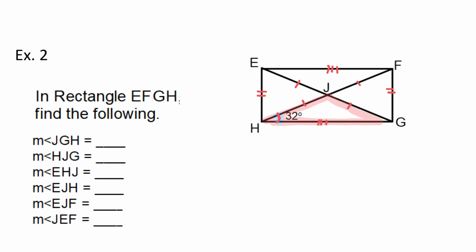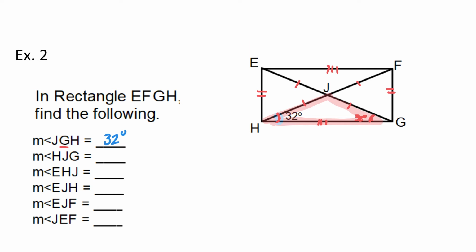So the measure here of 32 is going to be congruent to the measure over here. This would also be 32. So let's see what angle that is. That would be one of the ones with G in the middle, which is only this one. So J to G to H. So that is the angle that we're talking about there. So this angle measurement would be 32 degrees.